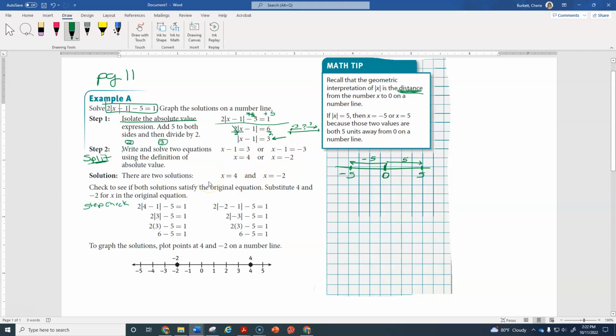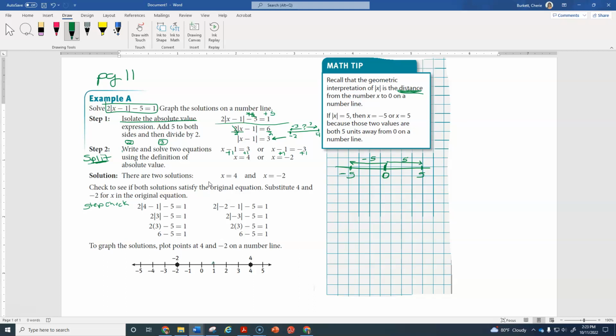And then, of course, how did they get the 4 and the negative 2? Here they solved this one by adding 1 to both sides. 3 plus 1 is 4. How did they get the negative 2? They added 1 to both sides. And negative 3 plus 1 is negative 2. So those two numbers that we talked about up here are negative 2 and 4. And you can see them, they've got them plotted down here, negative 2 and 4.